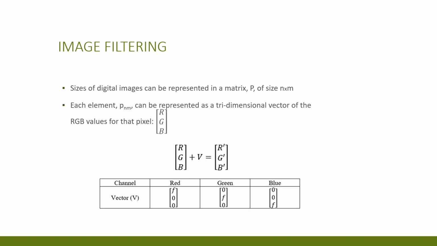Using matrix addition to add a vector V to each RGB vector of an image can alter the red, green, or blue channel intensities of that image. The value of F in vector V typically ranges from negative 150 to positive 150 depending on the desired change.